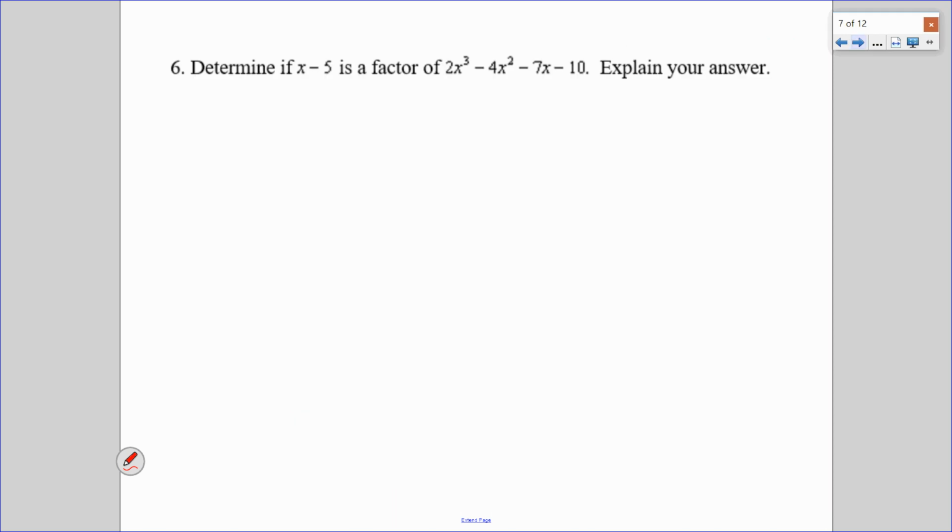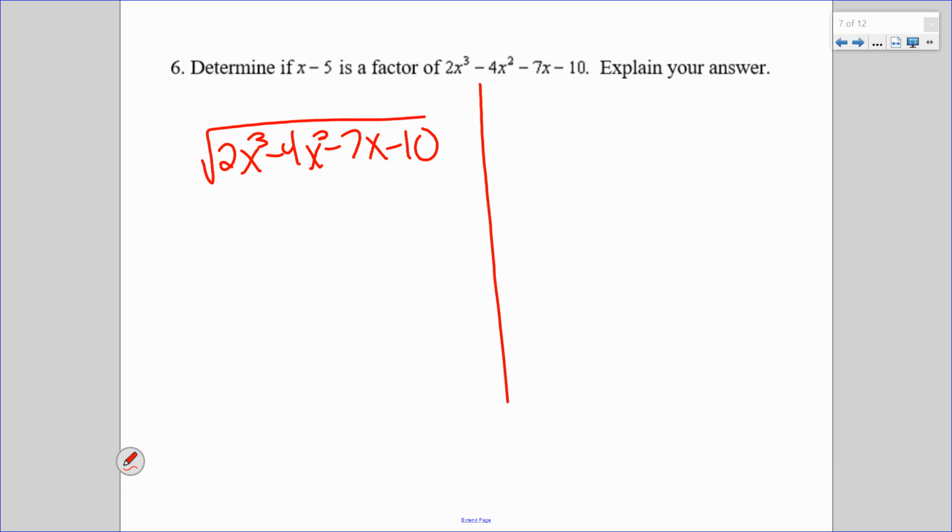Determine if x minus 5 is a factor of 2x to the third minus 4x squared minus 7x minus 10. Explain your answer. There's two ways to do this. It's a factor if it divides evenly. So the first method, long division. It's a factor if it divides evenly.